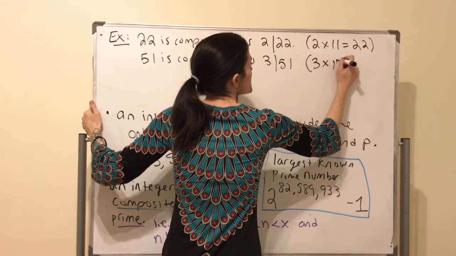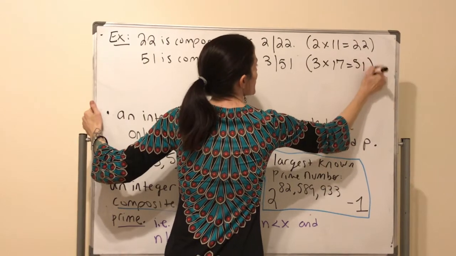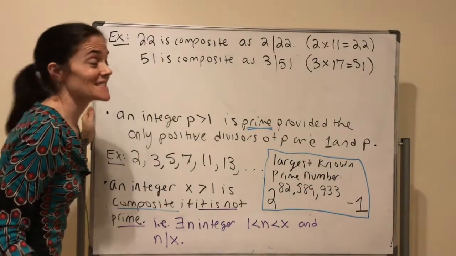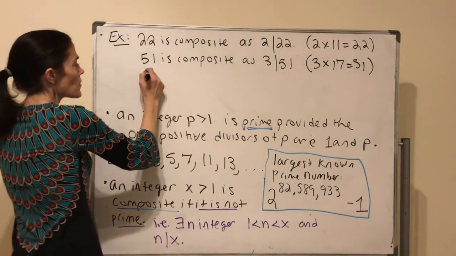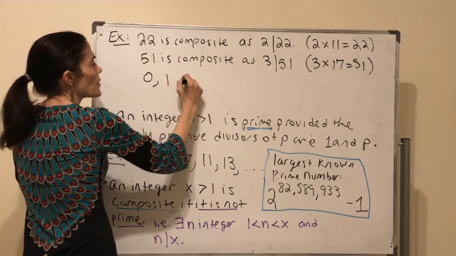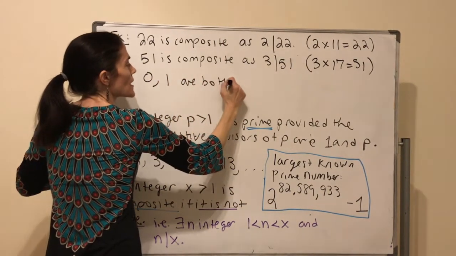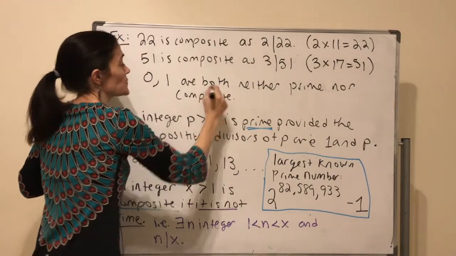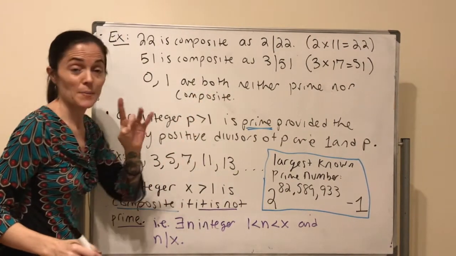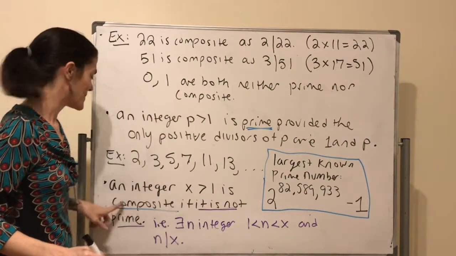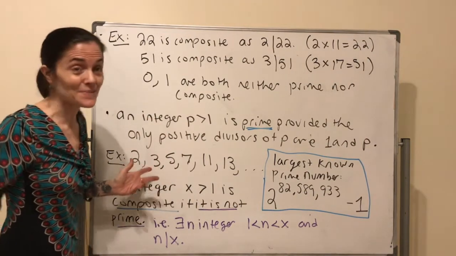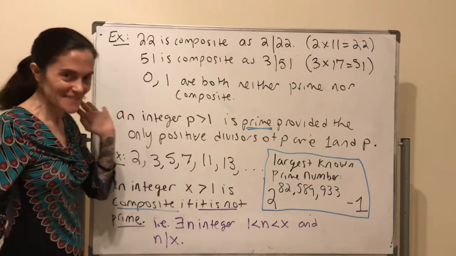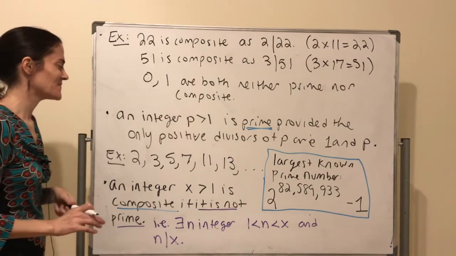3 times 17 is 51, and 17 is an integer. 0 and 1 are both neither prime nor composite. Prime and composite are notions for integers bigger than 1. 2 is prime, 3 is prime, 4 is composite because 4 is 2 times 2, okay?